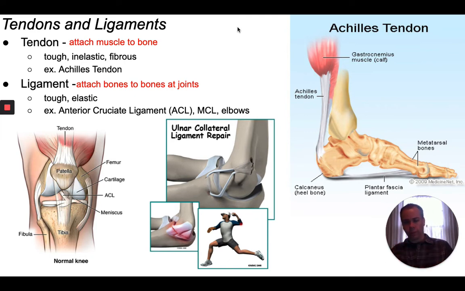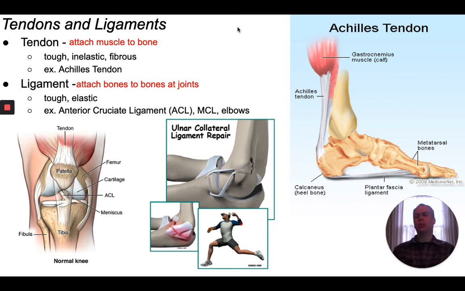So ligaments are another type of connective tissue that attach our bones to other bones. The bones of our skeleton need to be attached to each other to stay together. And these are found in the joints. They're very tough tissue, these ligaments. They're elastic, and they help to make up the various joints and allow movement.